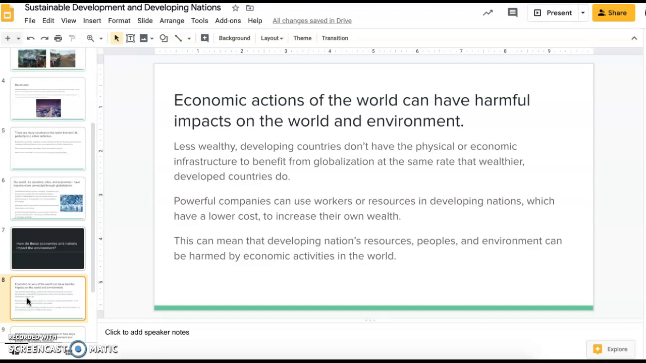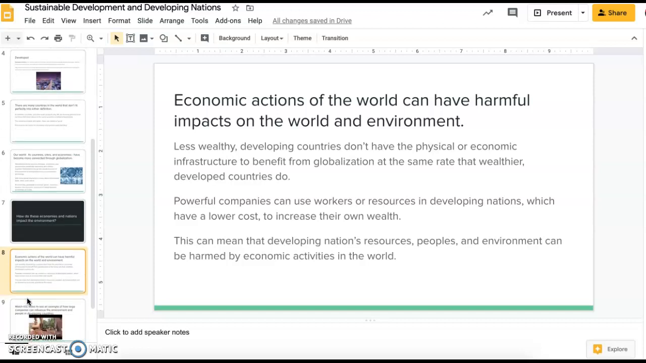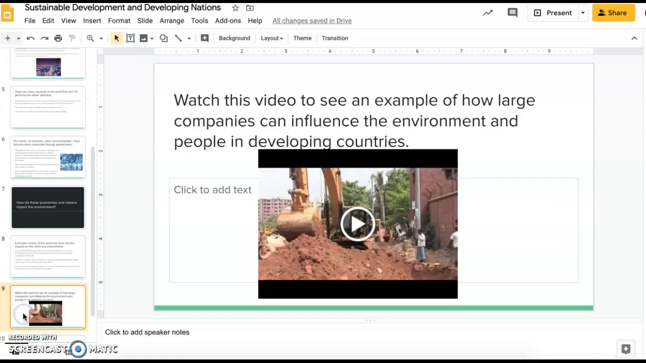face more. Powerful companies can use workers or resources in developing nations, which work at a lower cost, to make themselves richer, because when you have to pay your employees less, or you have to pay less for a material, that means that you can have a bigger profit in the end. That means that you get to keep more money for yourself. And this means that developing nations' resources and peoples and environment can be harmed by the economic activities in the world.